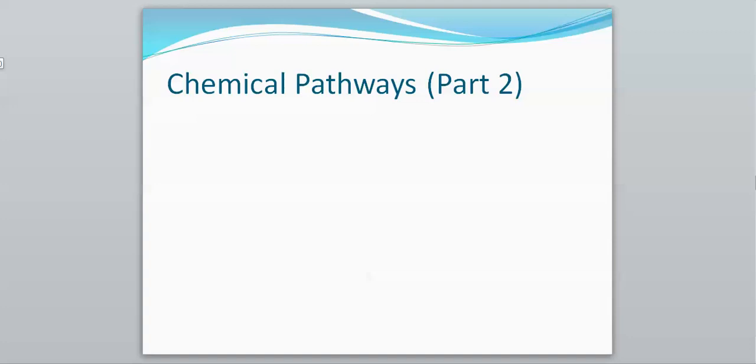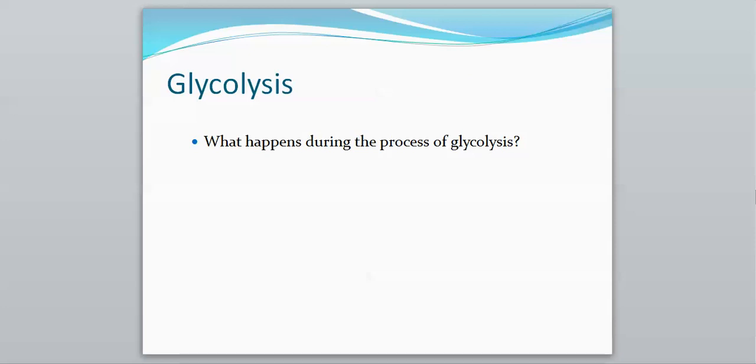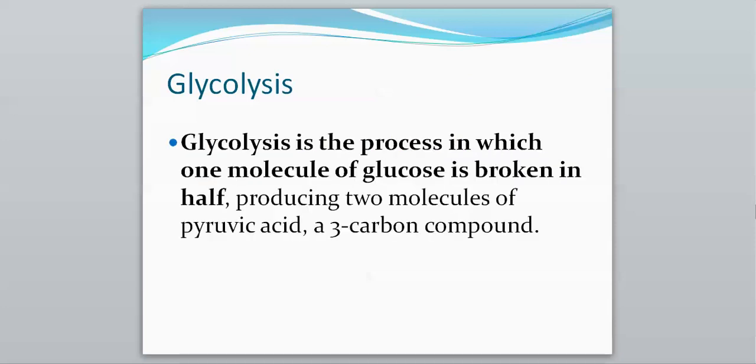Okay, welcome back, Bio. We are continuing on with chemical pathways of cellular respiration. So we're going to take a look at two types of pathways today, glycolysis and fermentation. So first one, what happens during the process of glycolysis?